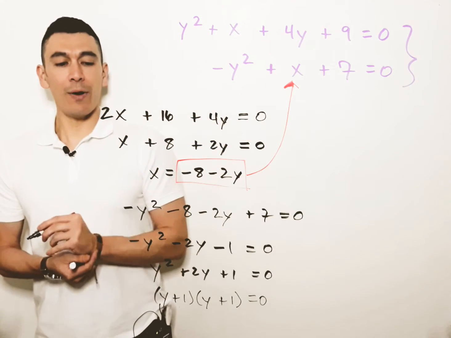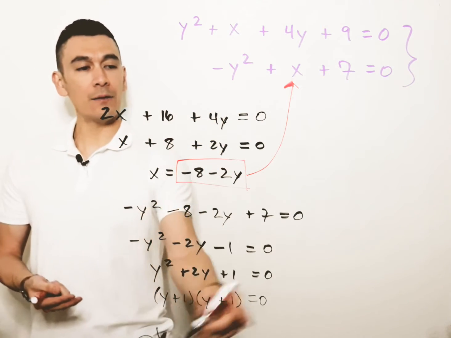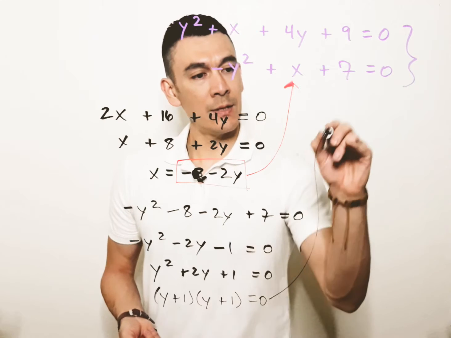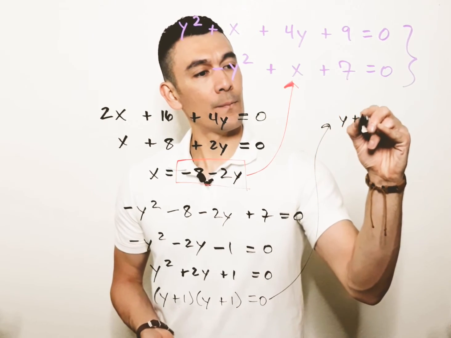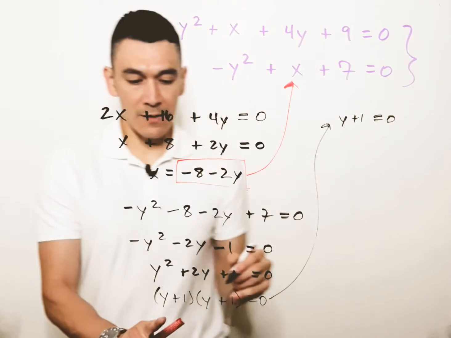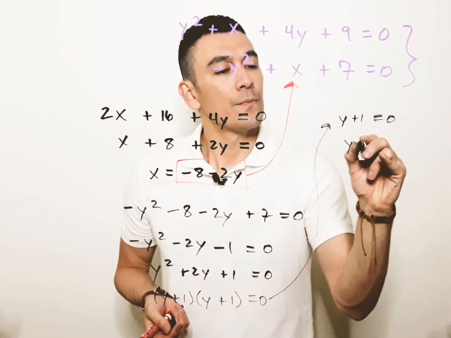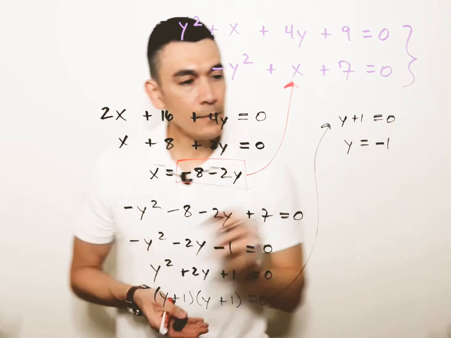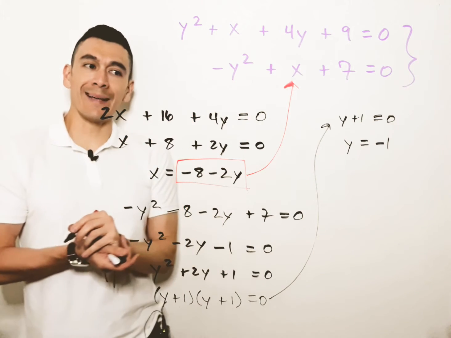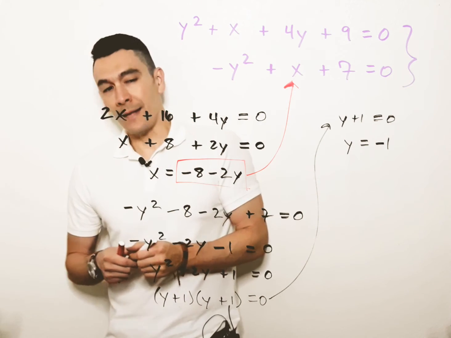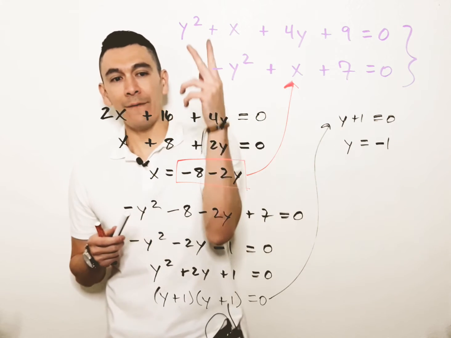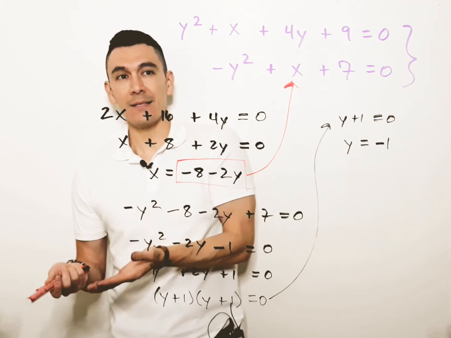And then by zero product property, we set each factor equal to 0. Let's continue our work up here. But notice they're the same thing, so you don't have to do it twice, just do it once. So y equals negative 1. And now that we have y, we can go off and find x to finish this exercise.